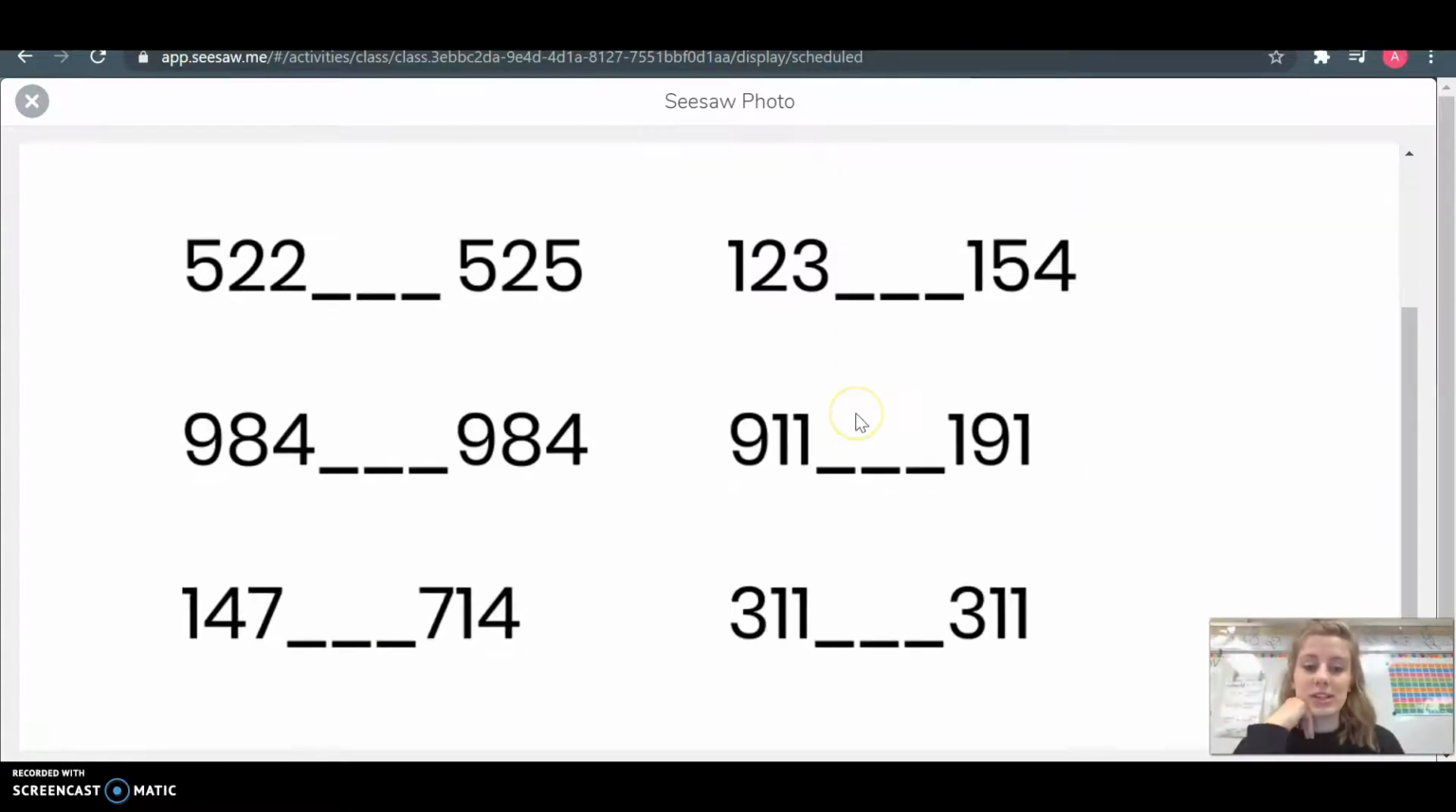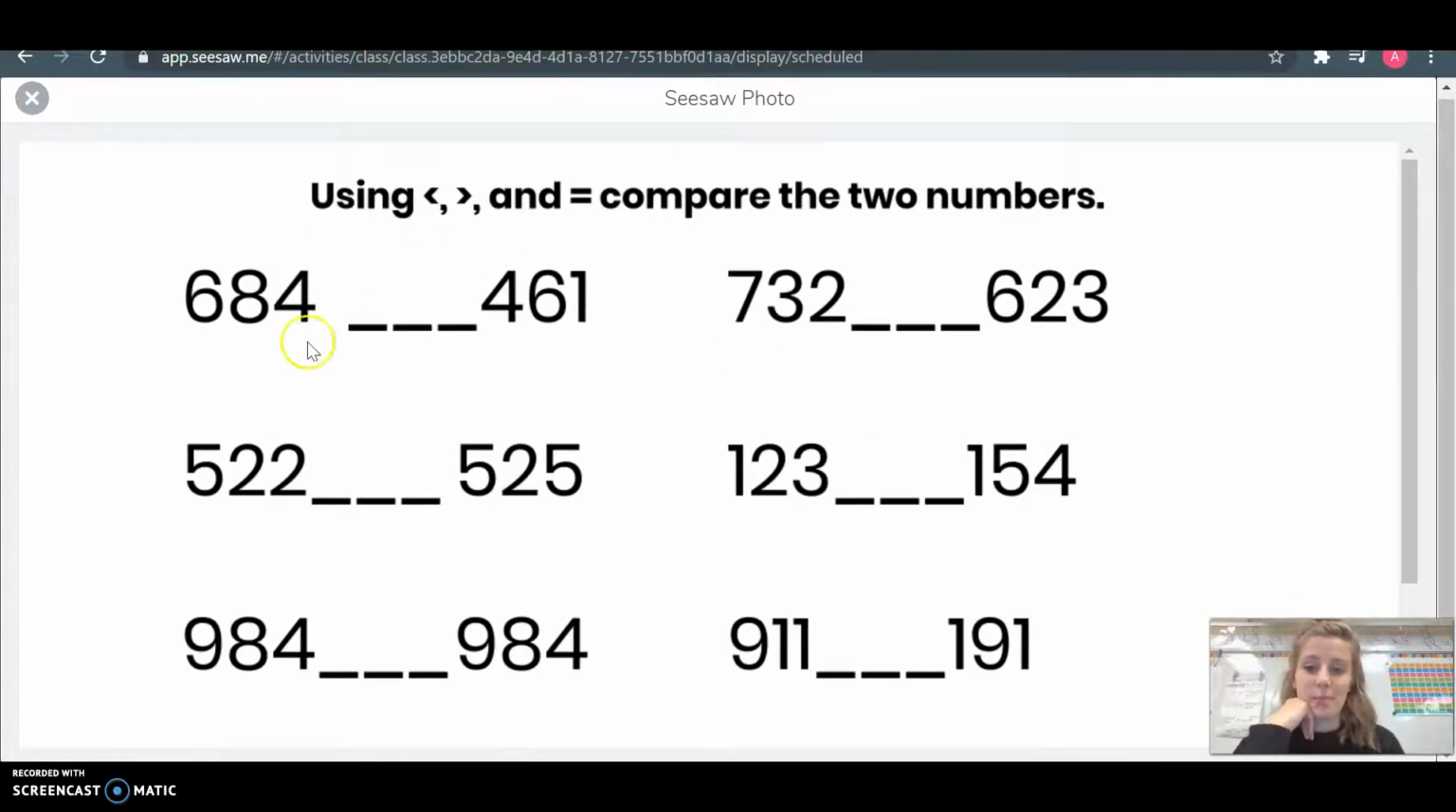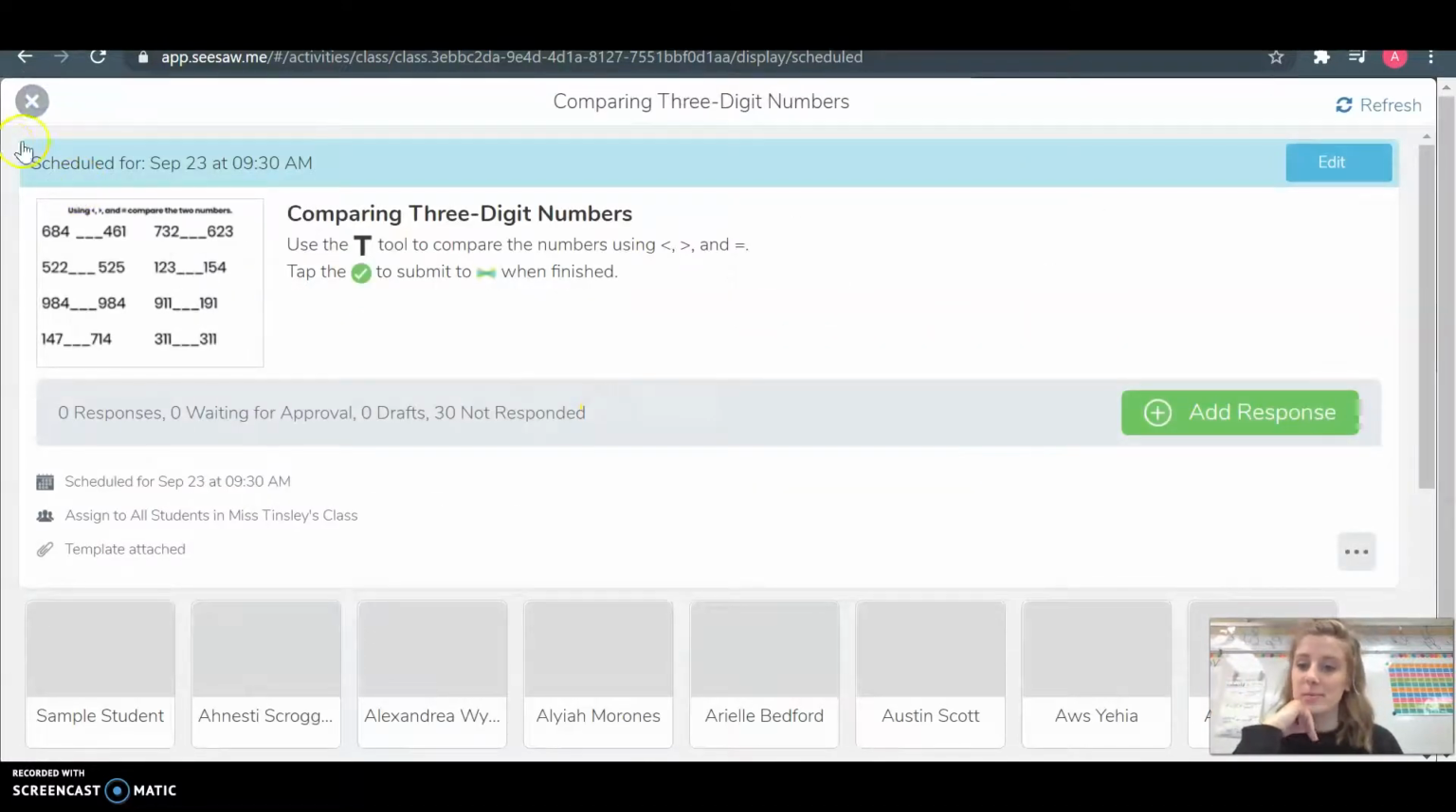So you are going to do this assignment. You just need to draw a big alligator mouth on whichever side it should go on. So that's our first assignment.